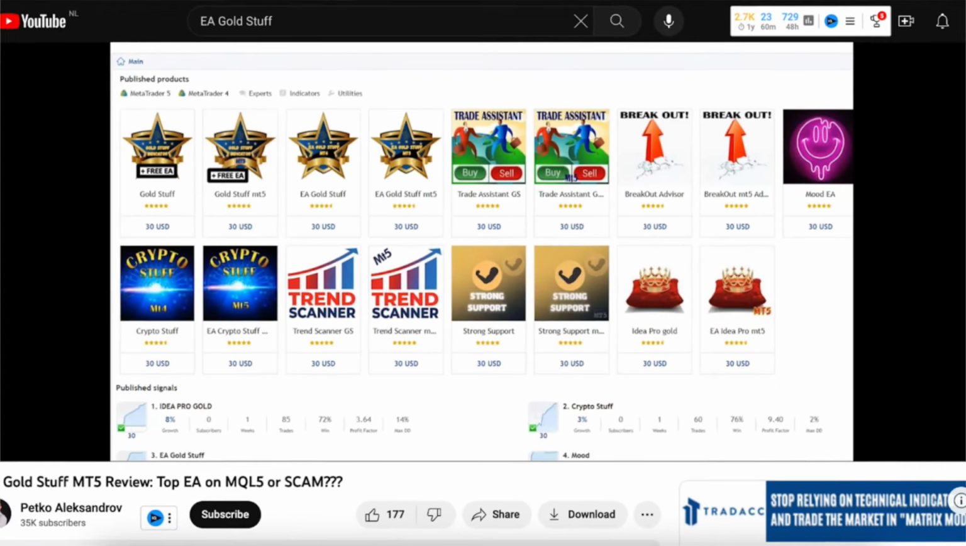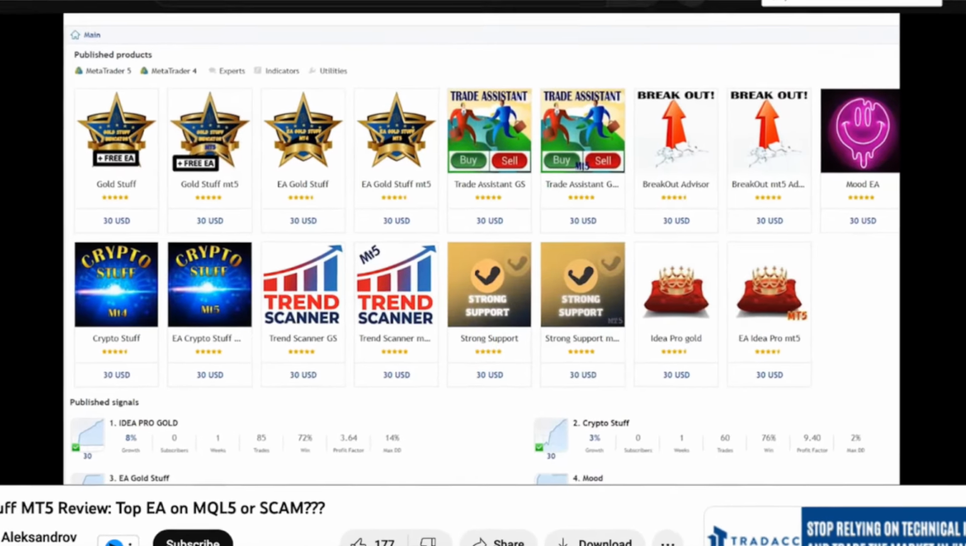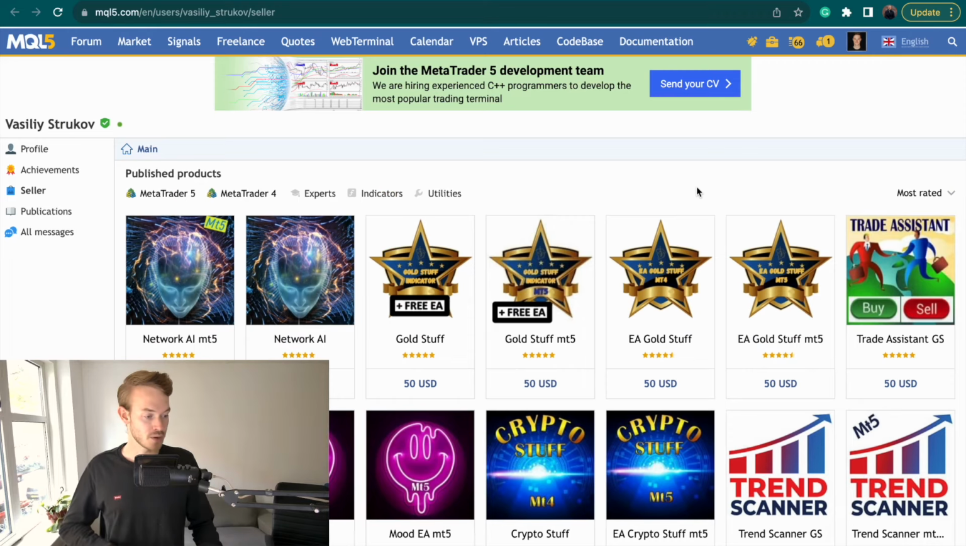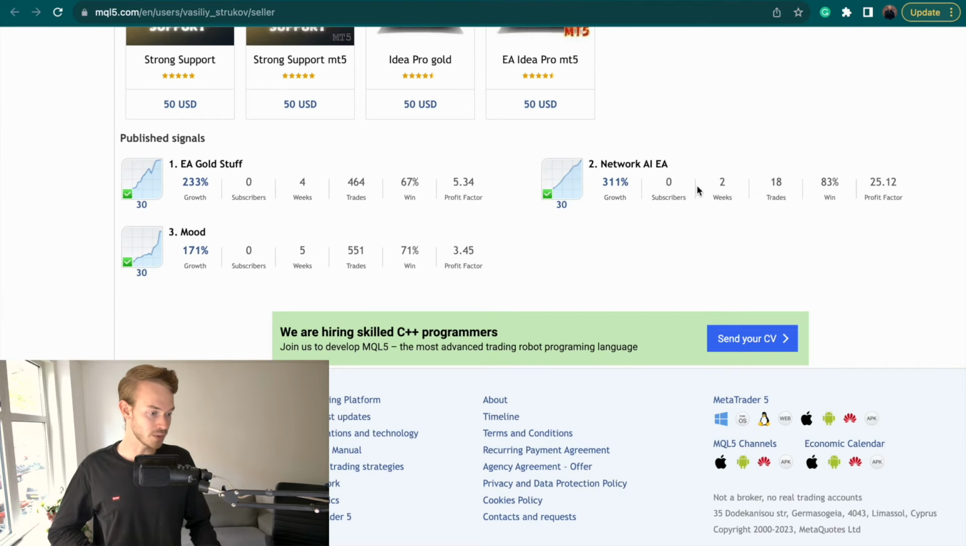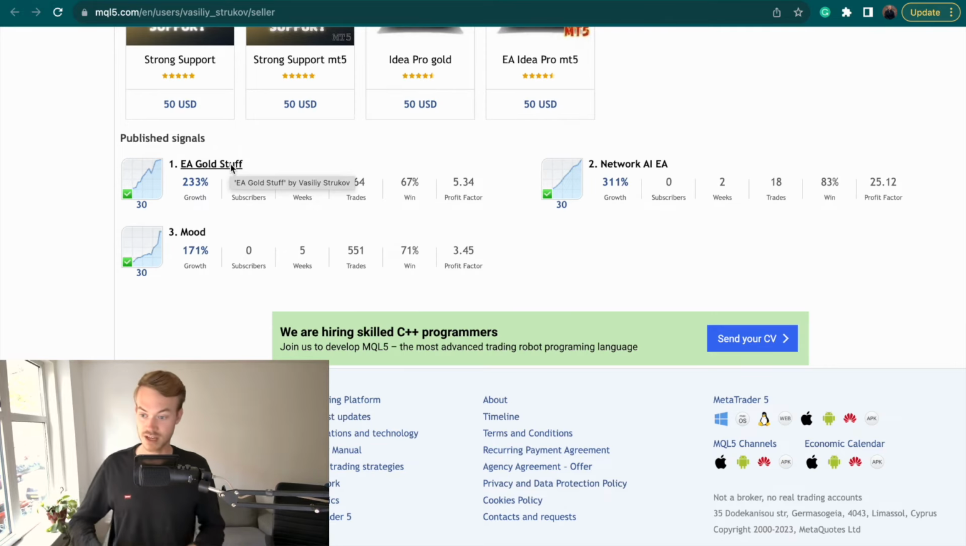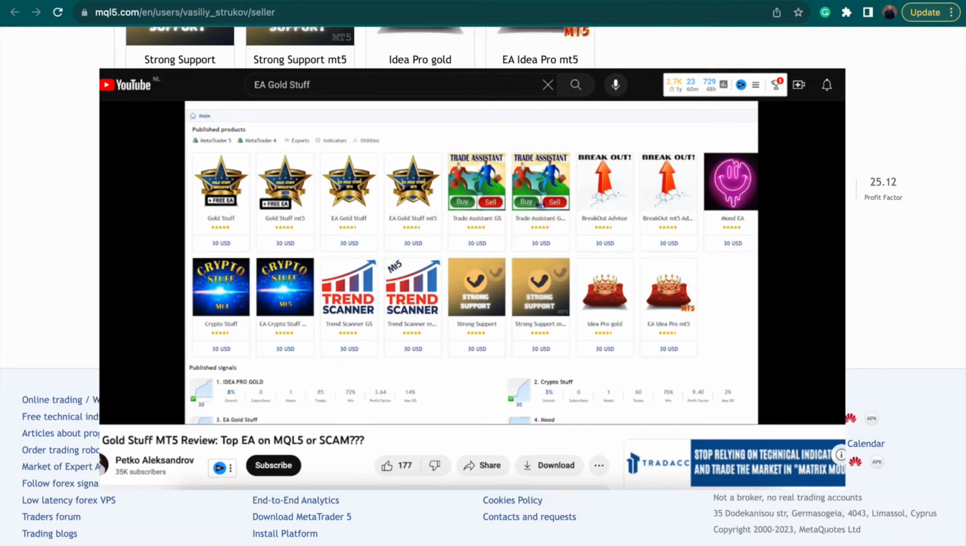And what you see are actually live signals which are not there anymore. So I will quickly show you where the link is leading as of now. Scroll down a little bit, you actually see the published signals. That is what Petko was missing, but I will now actually show it to you at least. And you see here's the EA Gold Stuff, and as you can see it in the screenshot itself, there are actually signals which are not there anymore.